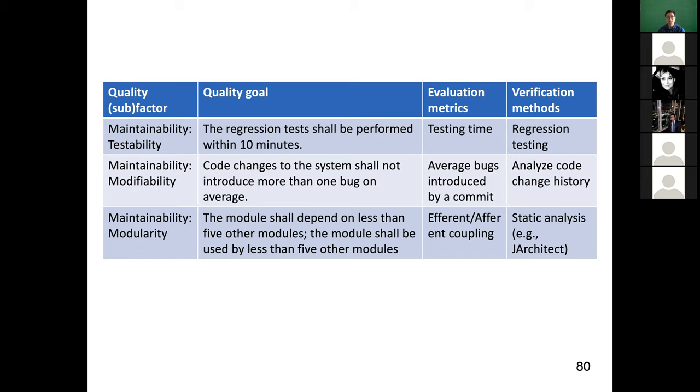So we talk about different verification methods: by testing, or sometimes by review, right? Here we didn't list the case for review. You can analyze the source code, analyze the history. So these are different verification strategies or methods, okay?